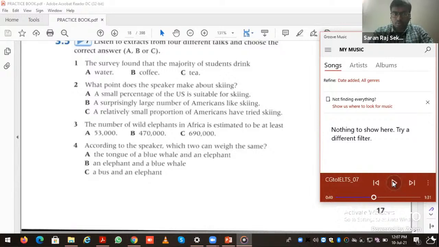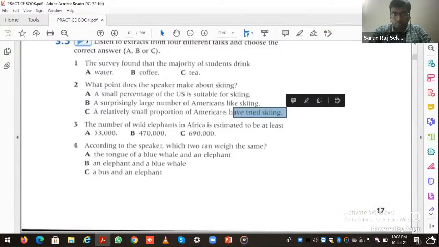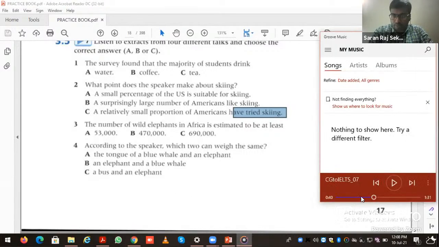So here, maybe this will be quite difficult, because we will be looking at the small percentage and surprisingly large number options. Especially for this question, what students infer from the audio is the summary of the audio. For example, here they mention the total population of the US, and after that they said how many of them have tried skiing. So we got this phrase tried skiing in the audio. So we have to come to this option and look at it keenly, at what they're trying to say exactly. She said some percentage which is relatively smaller when compared to the overall population. If you want, I will play it again for your clear understanding.